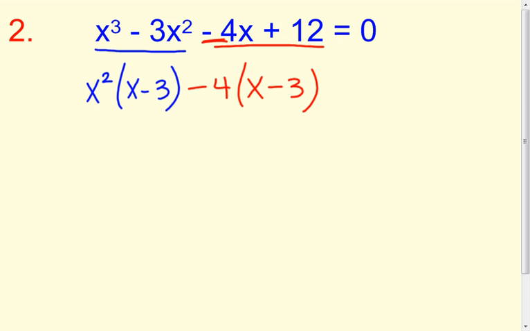Okay? So now, of course, they both have an x minus 3 in them, so I can factor that x minus 3 out. When I pull that out of here, I will have x squared, and when I pull that out of here, I will have negative 4.